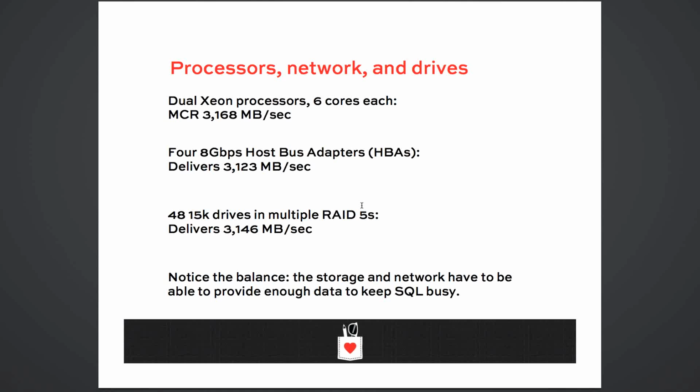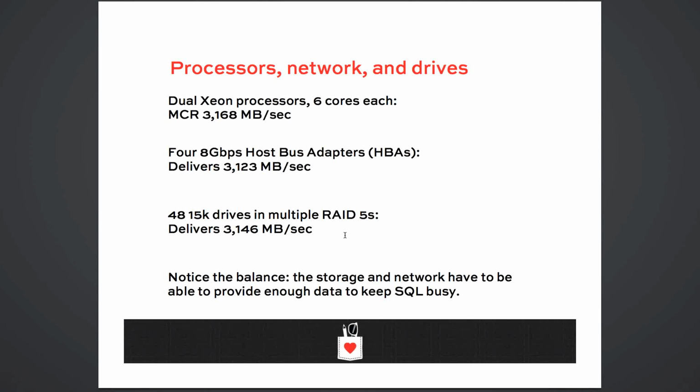Well, in order to satisfy that, we have to have 4 8-gig fiber adapters that are all able to deliver in total 3,123 megabytes per second. And in order to keep that busy, we're going to need 48 hard drives laid out in a bunch of RAID 5s. Now, I know, DBAs usually think that RAID 5 is worse than RAID 10. There's a reason why it actually does make sense in data warehousing. More on that in a minute.